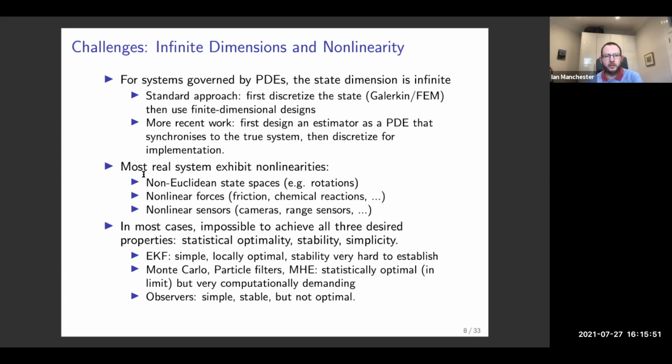Secondly, kind of moving on to the issue of nonlinearities. Of course, most real dynamical systems are nonlinear. In robotics, we're very often dealing with non-Euclidean state spaces. You're very often dealing with things that are rotating in 3D space, and so your state space might be the special orthogonal group or the special Euclidean group, not a real vector space. You've often got nonlinear forces due to things like friction, or in other classes of systems, chemical reactions are typically nonlinear in their dynamics.